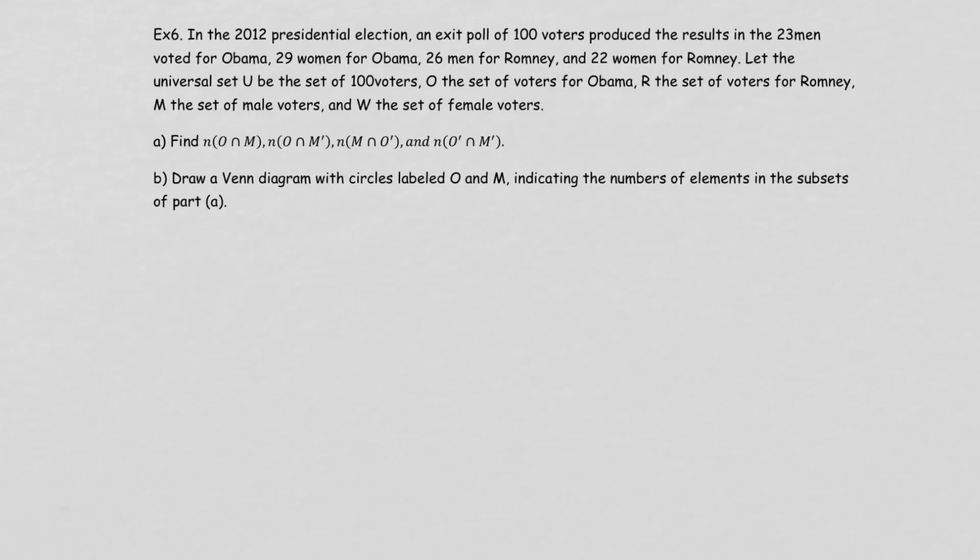So now, example 6, we're going to look at what kind of real life problems we can use sets for. This is one of the examples. 2012 presidential election. Let's say we have about 100 voters. They say 23 men voted for Obama, 29 women voted for Obama, 26 men voted for Romney, and 22 women voted for Romney. With that information, let me write out charts to differentiate all that information. That's going to be part A. So the union set is going to be 100.